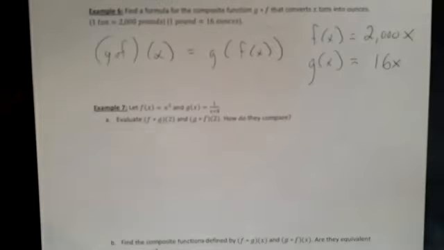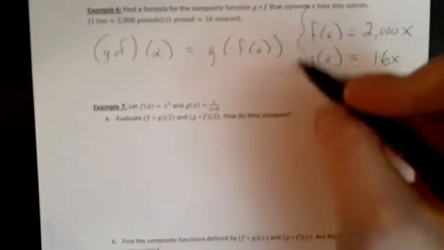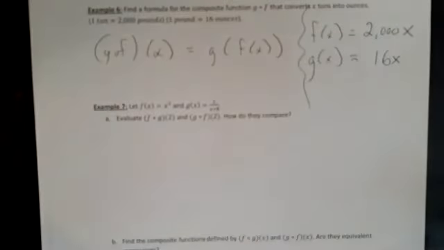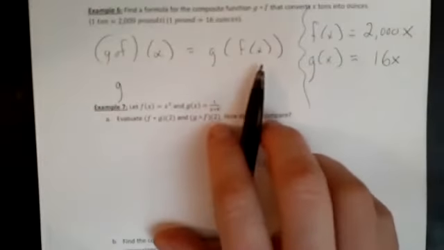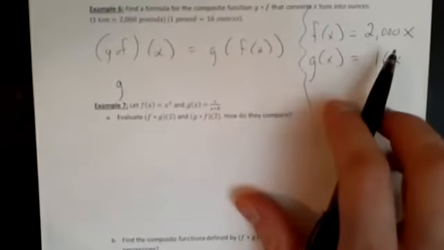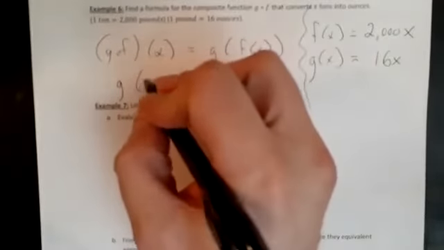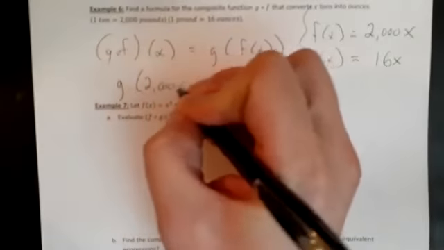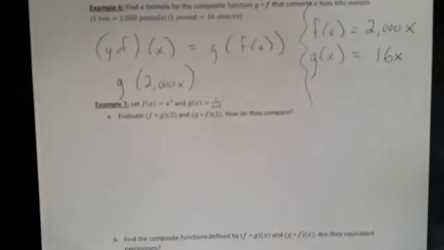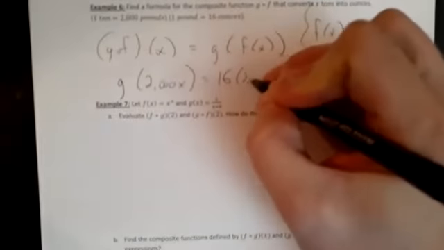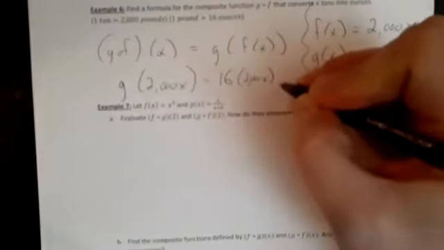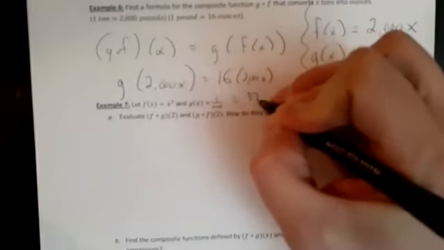And this might be a little silly, but if we compose one within the other, if we do g of f of x, we have f of x first. We know f of x is 2,000x. So what we're really doing is g of 2,000x. And g of 2,000x is 16 times the 2,000x, which gives me 32,000x.